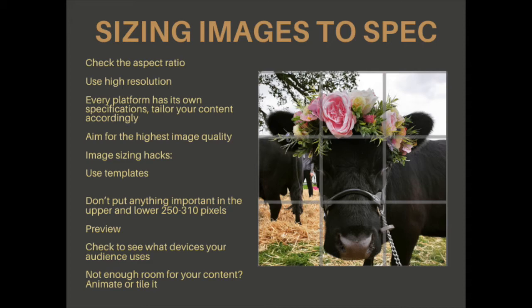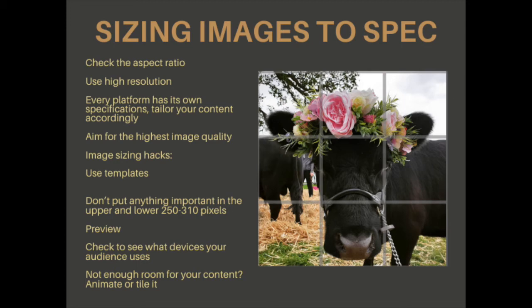Every platform has its own specifications and you should tailor your content accordingly. Always aim for the highest image quality. That includes pixels and resolution. And don't ignore aspect ratio. Why? Because some platforms auto-crop image previews based on aspect ratio. So if yours is different, you could end up with an unfortunate crop or have important information left out. Here are a few social media image sizing hacks.